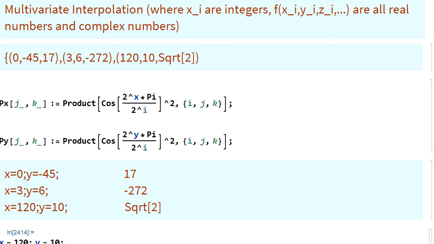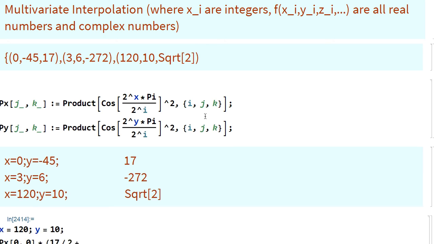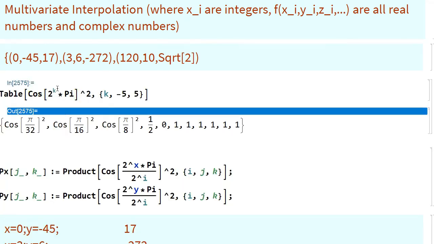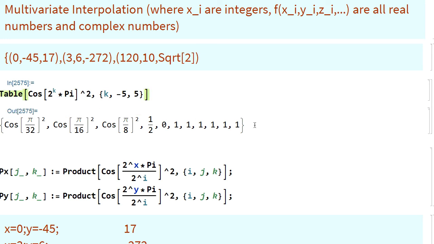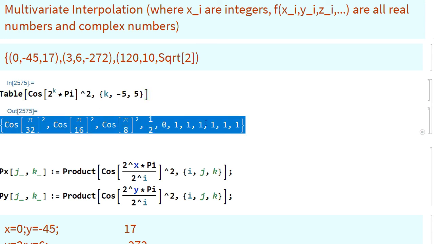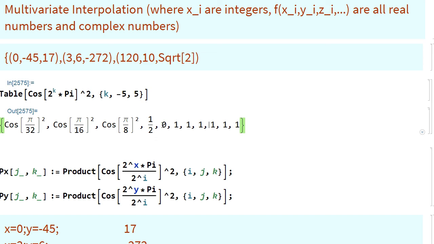And another thing to mention, which is probably obvious to anyone who knows cosine really well, if you have 2 to the k, some power k times pi, and then you square the quantity, you're going to get certain types of results. You're going to either get 0, 1/2, or 1, or some other value that really cannot be simplified. And with this method, the values that cannot be simplified are going to be canceled out by the zeros that we multiply this expression by.